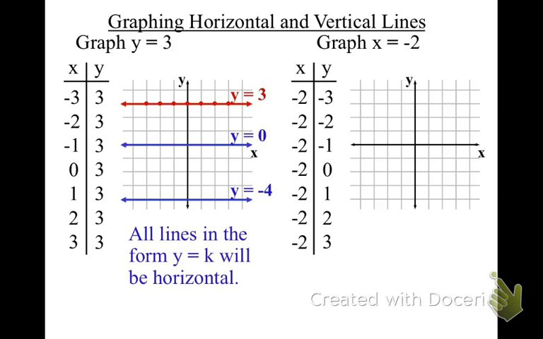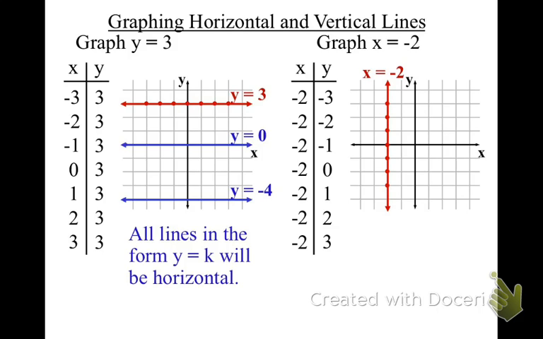My first graph point is negative 2, negative 3. Goes right there. How about negative 2, negative 2? Right there. Negative 2, negative 1. Negative 2 and 0. Negative 2 and 1. Negative 2 and 2. Negative 2 and 3. If you notice, it's a straight line.